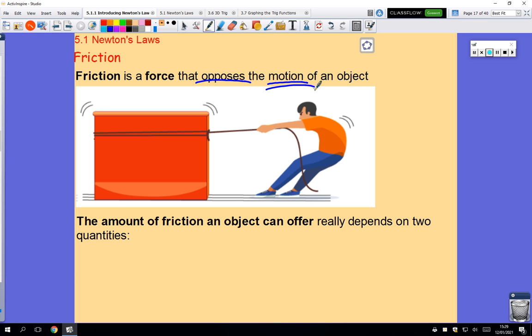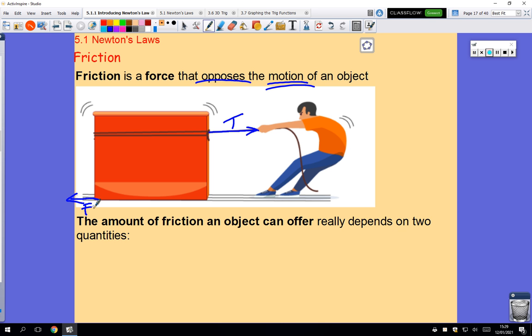Note, as this person pulls on the rope here, he's creating a tension force going that way. If the ground was smooth, there'd be no friction force, but the ground is not smooth. There will be some friction force here, and it'll be acting in the opposite direction to the intended motion of the object.